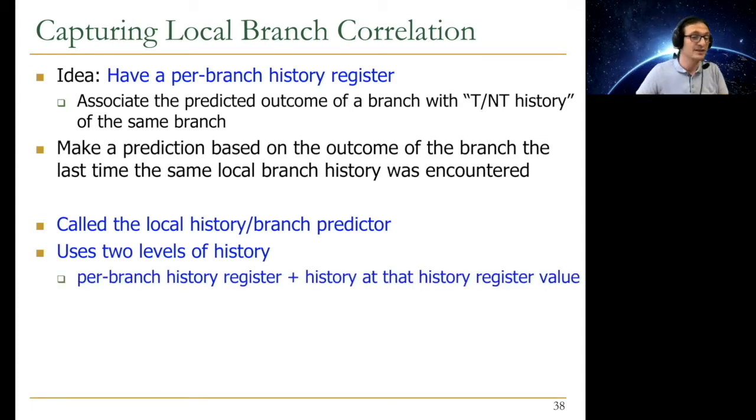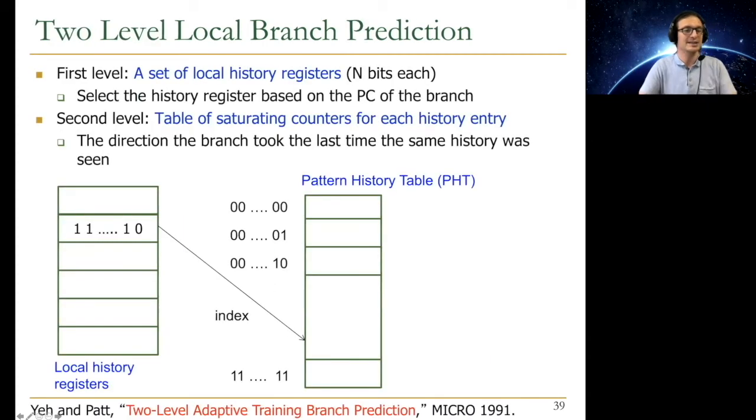And the first level of history is the per branch history register. And the second level of history is the history at that history register value, meaning last time this history register value was seen, was this taken or not taken, or is this going to be strongly taken or weakly taken, etc. So the same thing that applies to 2-bit counter predictors or n-bit counter predictors applies on a per branch history register value, if you will. And it looks like this, basically.